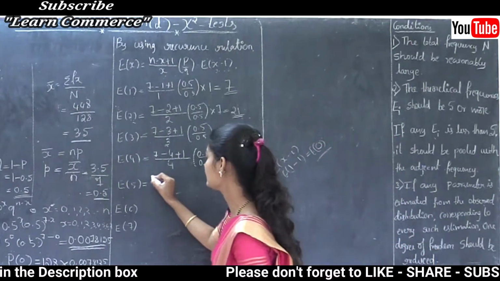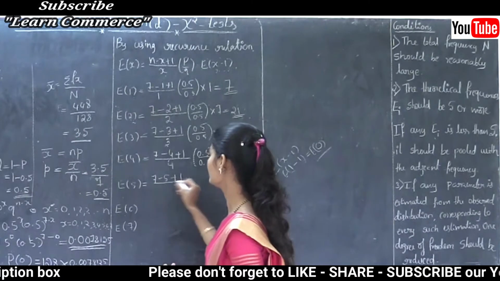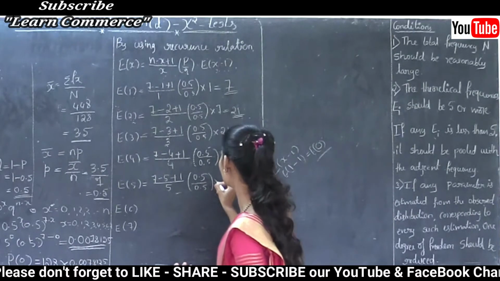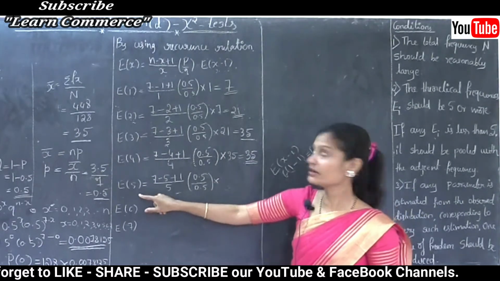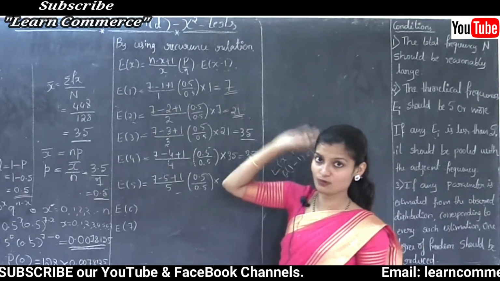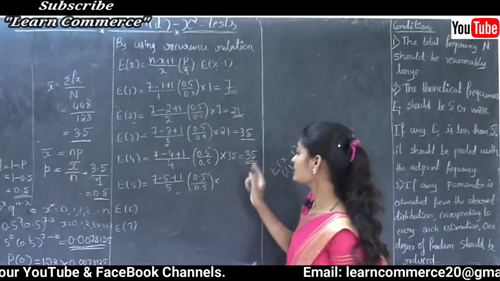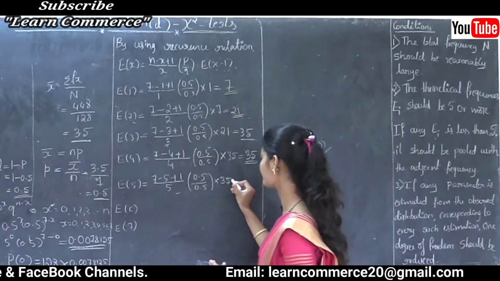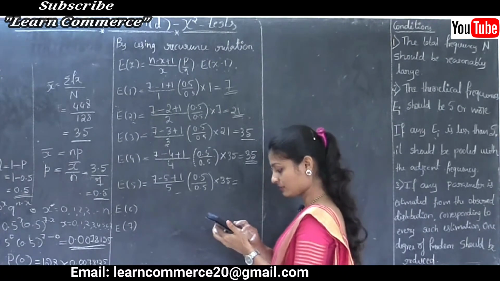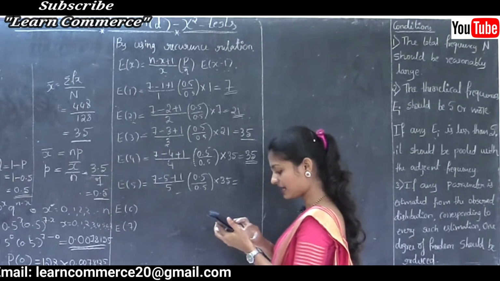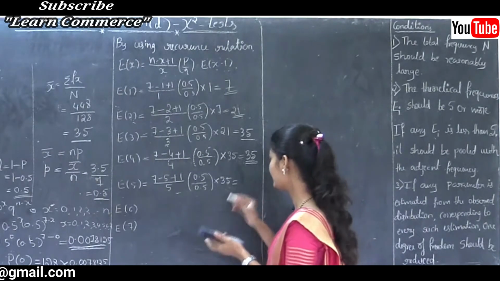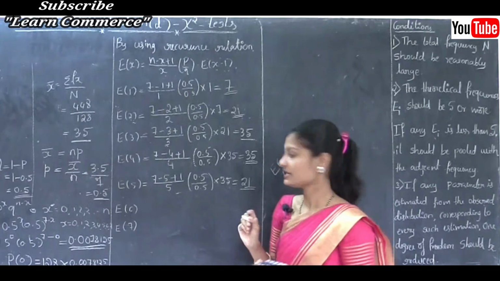Next E of 5, that is 7 minus 5 plus 1 divided by 5, into 0.5 by 0.5, into E of x minus 1. See here, x is 5, so 5 minus 1 is 4, so E of 4 is 35. Therefore, in this place I will substitute 35. So that is 7 minus 5 is 2, plus 1 is 3, 3 divided by 5 is 0.6, into 1, into 35, that is 21. So here we got E of 5 is 21.